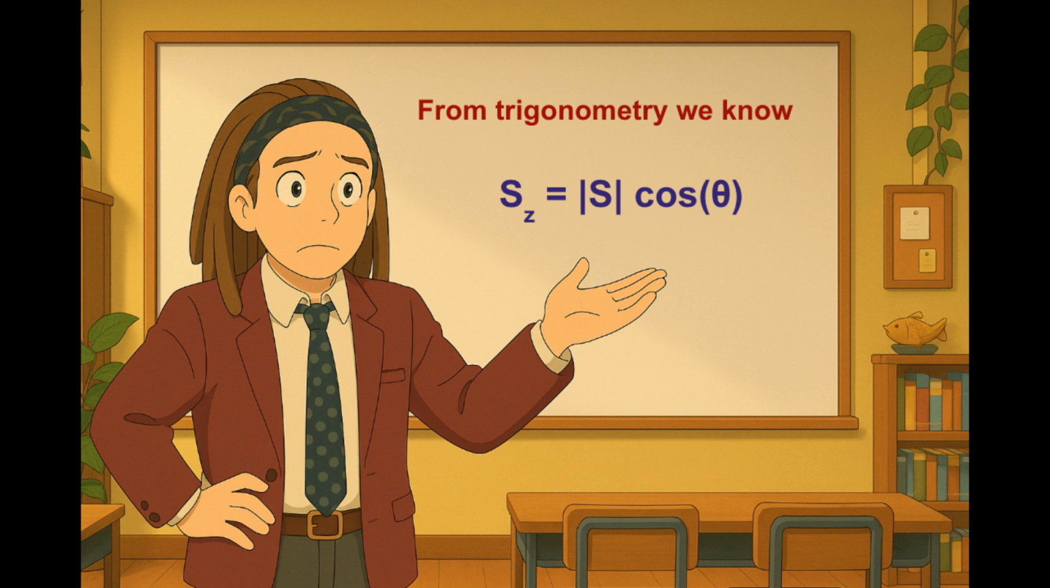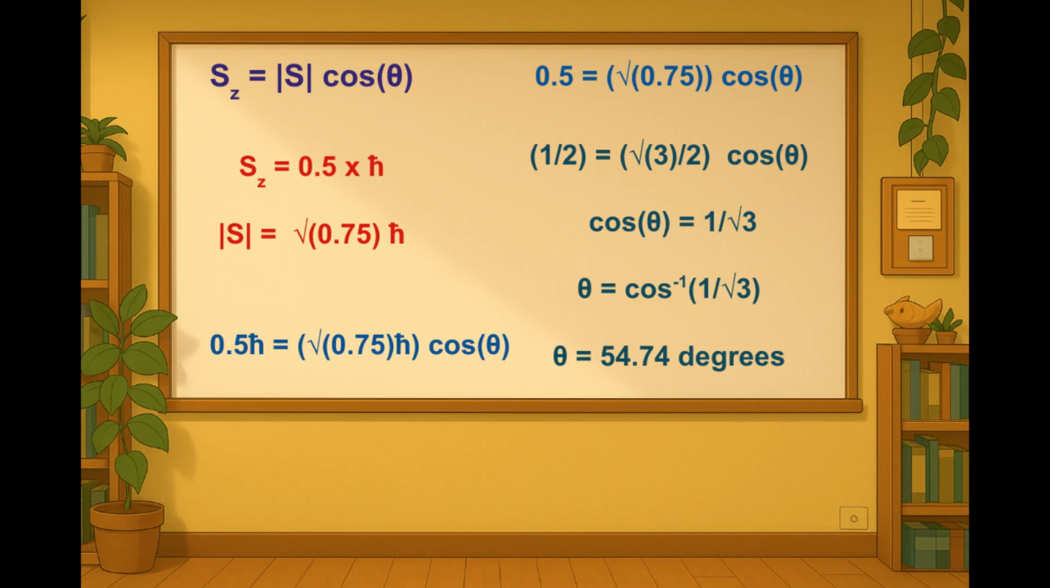Specifically, the z component of the spin vector sz is equal to the magnitude of the spin vector y prime, multiplied by the cosine of the angle theta between the vector and the z-axis. So our relevant equation is sz equals y prime cos theta. Now let's substitute our known values into this equation to solve for theta. We have 1/2 h bar equals square root of 0.75 h bar times cos theta.